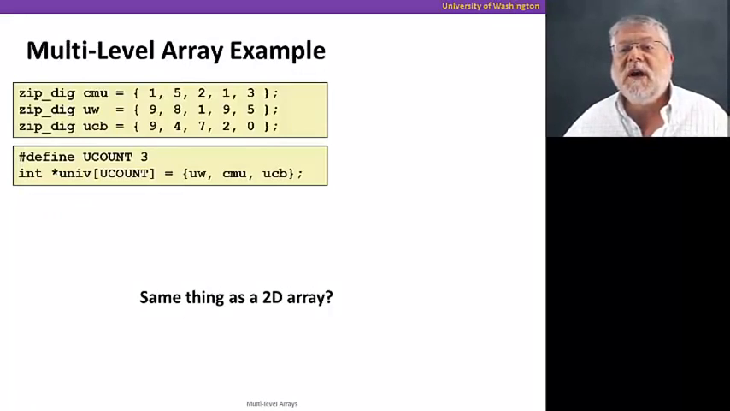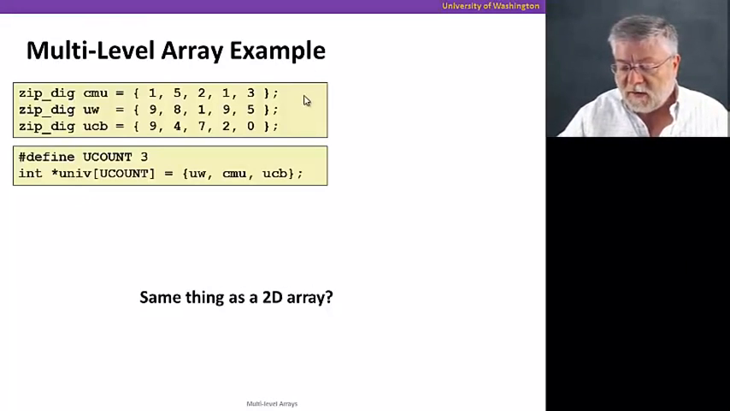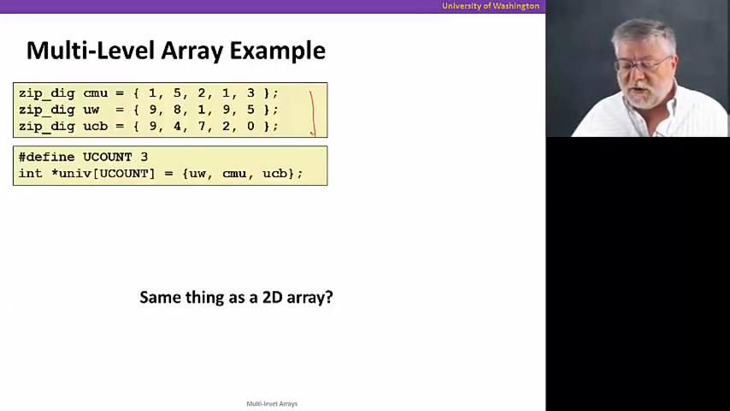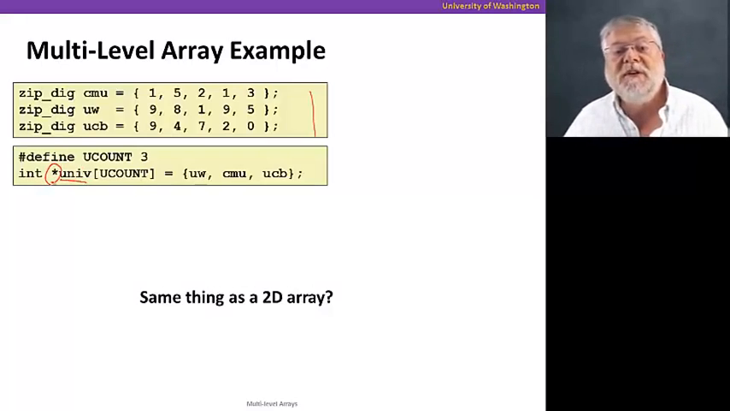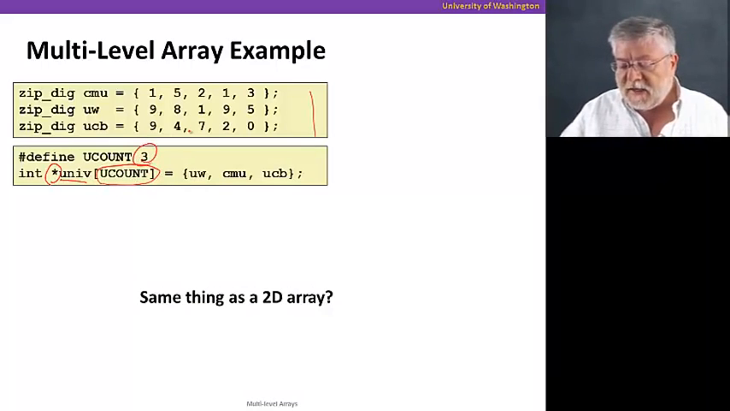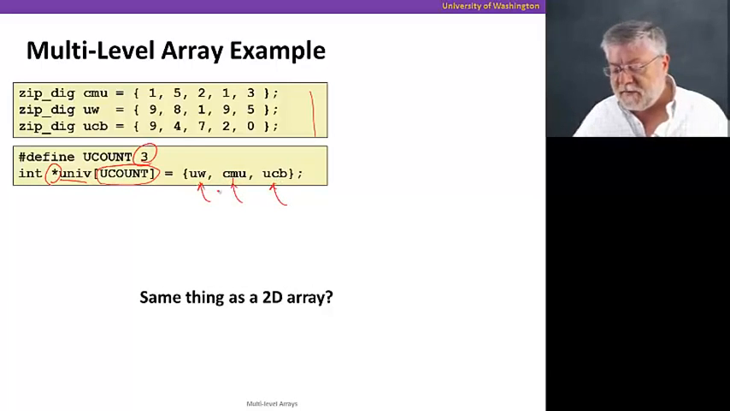Here I'm showing 3 one-dimensional arrays that we've declared, our zip digit arrays, one for each zip code of 5 digits each. Okay, one-dimensional arrays. We're now going to declare a multi-level array called univ that is actually an array of pointers to integers. You notice the star there in front of it. And it's going to have this number of elements, in this case set to 3. And the 3 elements will be our 3 one-dimensional arrays from above.